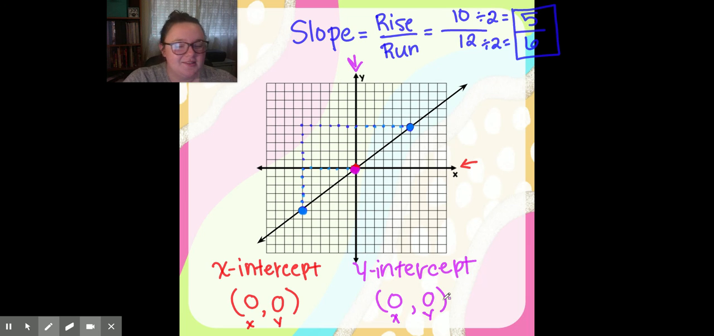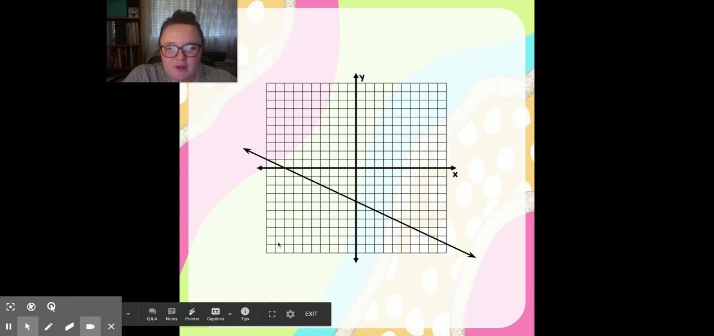So in this case, it only happens here. The x-intercept and the y-intercept are the same because it's going through the origin. It's going through 0, 0 of our graph. Only going to work like that if it's going through 0, 0, okay? We have one more example to do together to find all of these key features. Let's go ahead and move on to that slide.